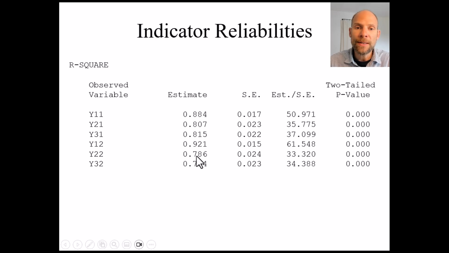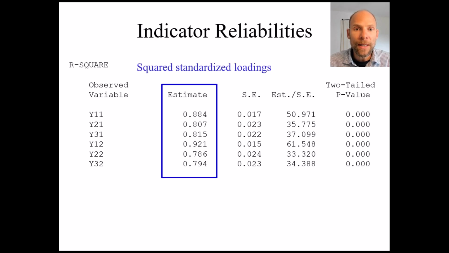So between 78.6% and 92.1% of the observed variance represented true score variance. And so that's good reliability. You can interpret that in the same way as you would interpret a classical test theory based reliability index in terms of the proportion of true score variance relative to observed variance.